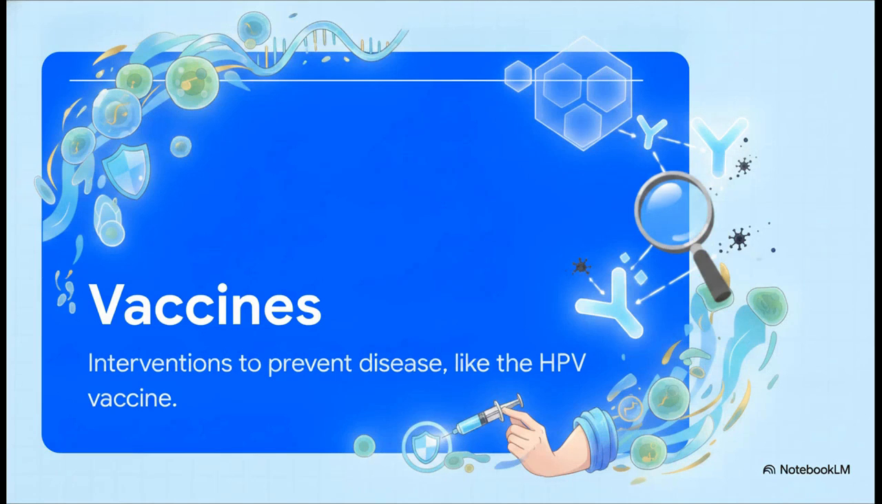We've arrived at our final section. And honestly, arguably our most essential category. Think about it. Every single classification we've discussed so far has been about treating an existing problem. Vaccines uniquely stand out from the pack because they are the ultimate preventative measure. They're medical interventions specifically designed to prevent disease from taking hold in the first place, rather than just reacting to it after the fact. A really prominent example of this incredible preventative power is the HPV vaccine.